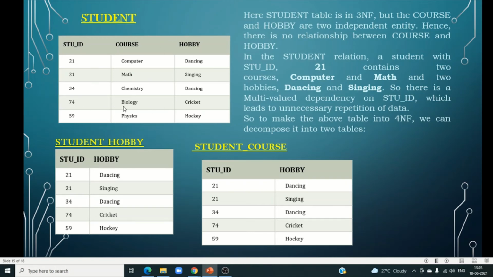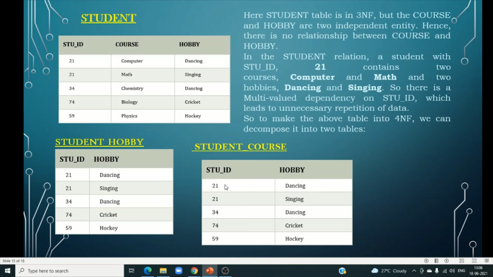To remove this, we have to decompose this table into two tables: student hobby and student course. This table consists of student ID and hobby, and student course consists of student ID and course. If we know the student ID, we know the hobbies related to it. Here we can define student ID and hobby as the candidate key. Here, student ID and course, the combination of those two, is the candidate key.